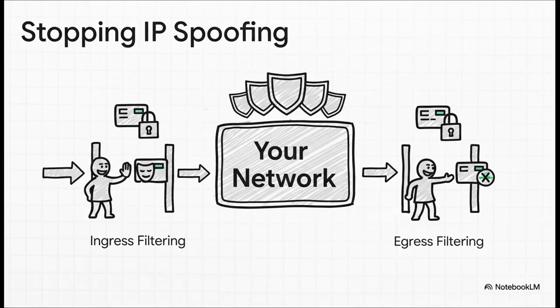And to stop things like spoofing, you need layers of defense. Encryption helps a lot, but the real power moves are ingress and egress filtering. Think of ingress filtering as a bouncer at your network store, checking IDs. It blocks any traffic from the outside that's pretending to be from the inside. And egress filtering does the opposite, making sure nothing shady is leaving your network with a fake ID.